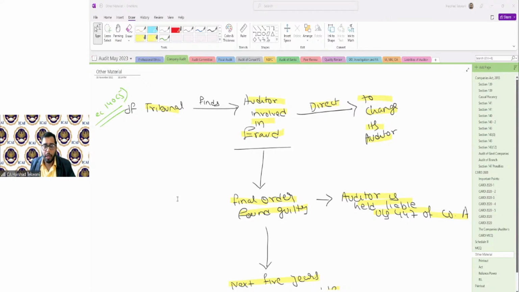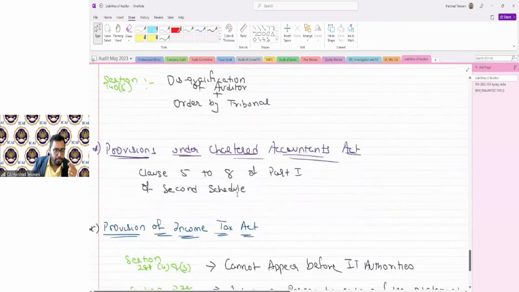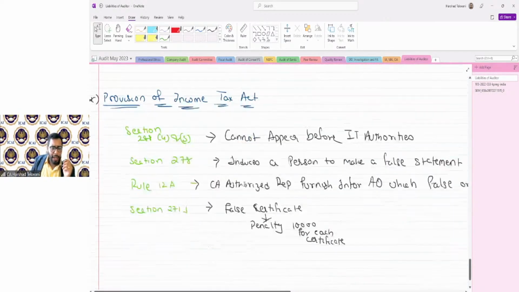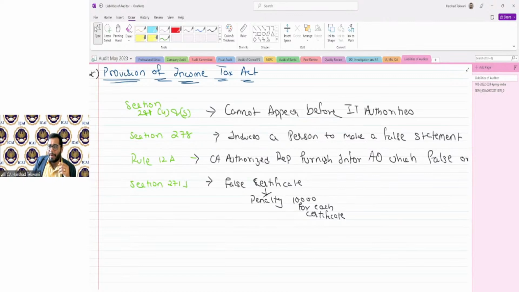Okay. Now, the next area I want to cover in the liabilities of the auditor is the liabilities under the Income Tax Act. I'll cover it quickly. The liabilities under the Income Tax Act that define the liability of an auditor are covered under section 288, section 278, rule 12A and 271J.